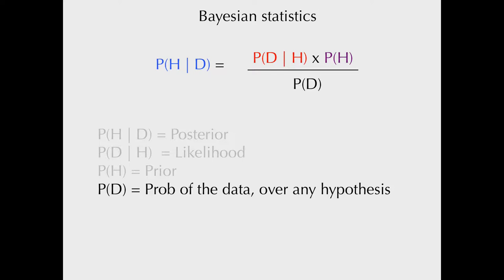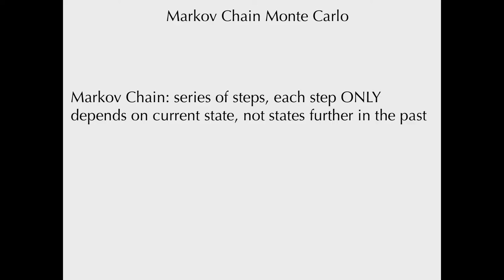So there's the probability of the data over any hypothesis. That can be intimidating. Are you going to add up this across everything? And so an algorithm we use for this is Markov chain Monte Carlo, which Joe talked about a little bit. Let's unpack what that actually means. So a Markov chain is a series of steps, and each step only depends on the current state, not states further in the past. So Brownian motion is a Markov process, right? I'm wiggling around in trait space, and whether I got here this way or that way, it's the same probability of going right. So no matter what direction I'm coming from, I don't have to worry.